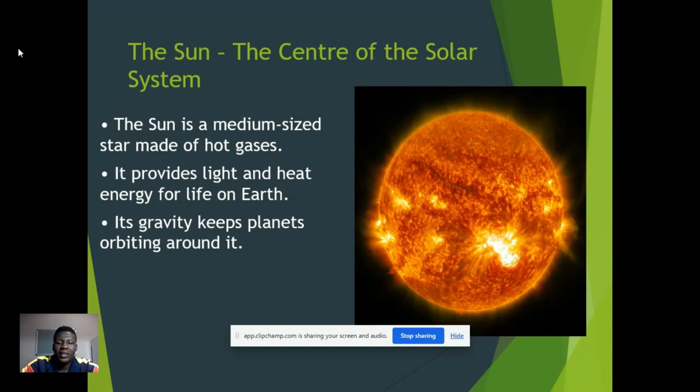Its gravity keeps the planets orbiting around it. It has a gravity that pulls the planets toward it, and the planets are orbiting around the sun.